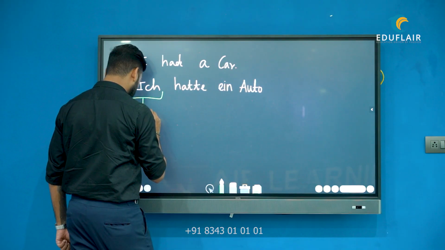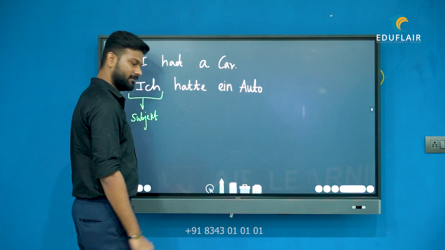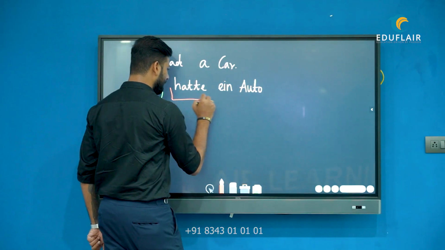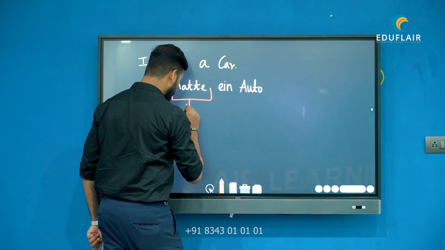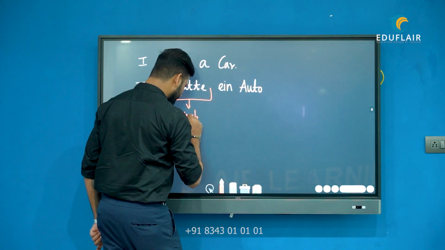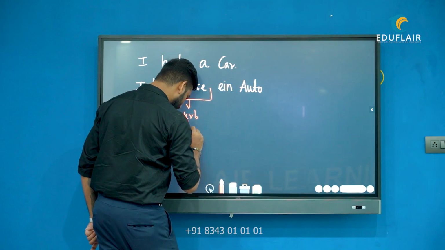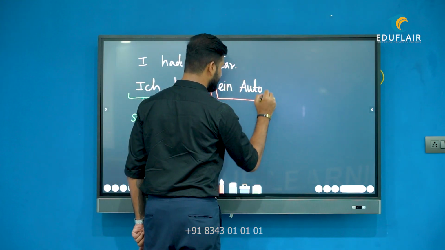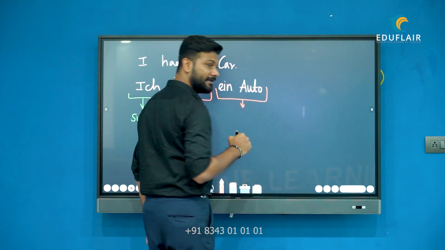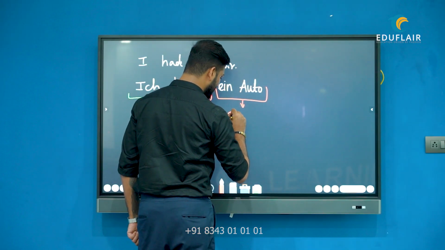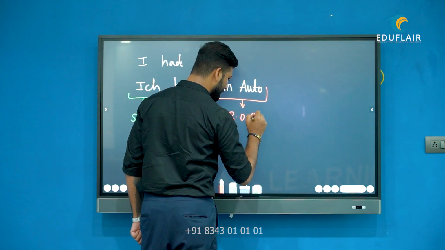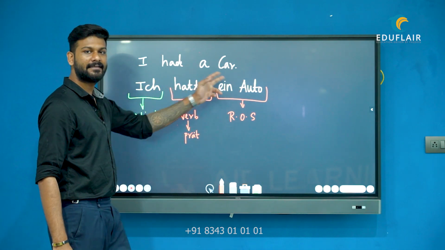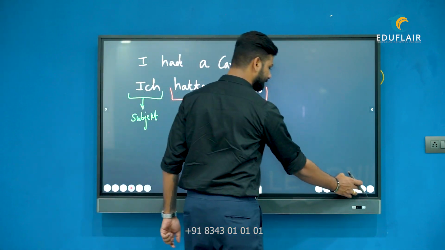So in this, ich will be the subject. In German, what do you call it? Subject is Subjekt. And the next one, hatte, it is a verb. You don't have to say it is a Präteritum verb, and we are using Präteritum form here. So it is Präteritum verb. And what is ein Auto? It is an object, or you can call it rest of the sentence. Clear? I want to say I had a car, so I'm saying ich hatte ein Auto.